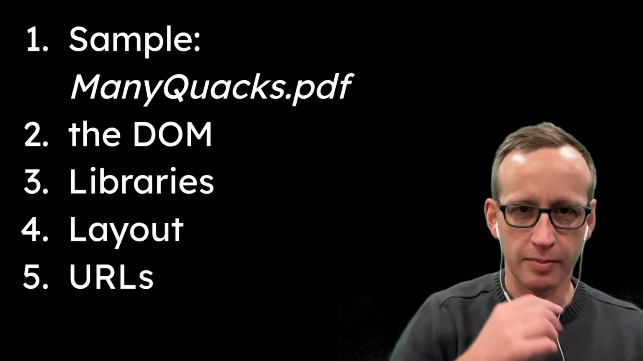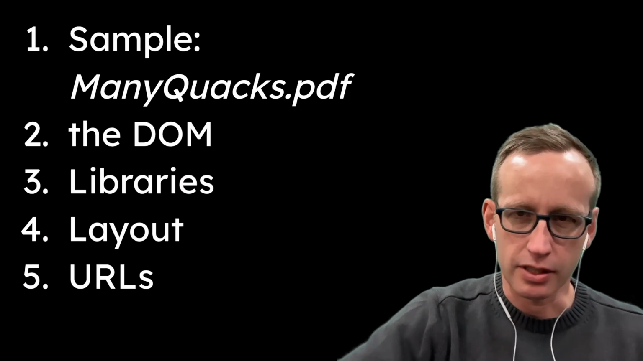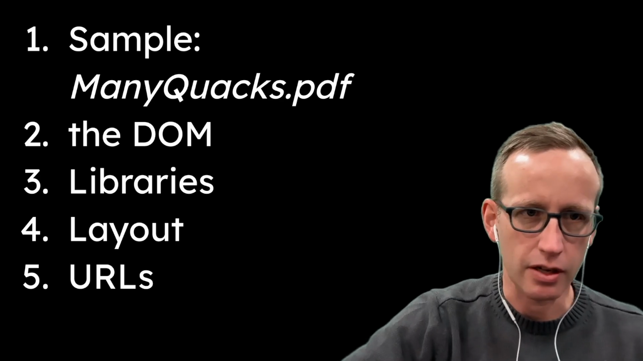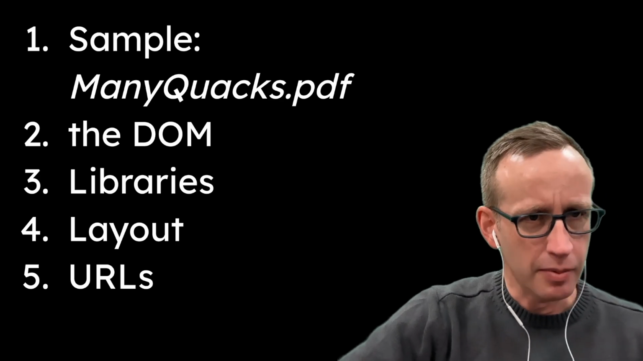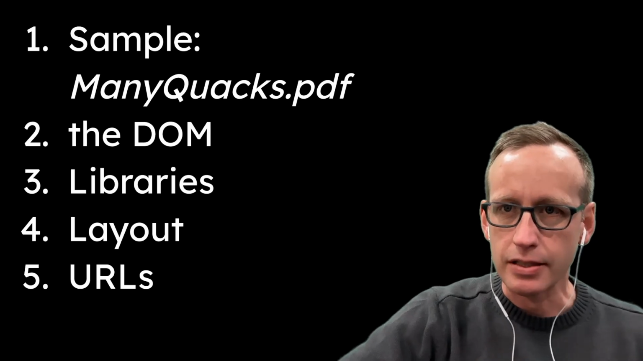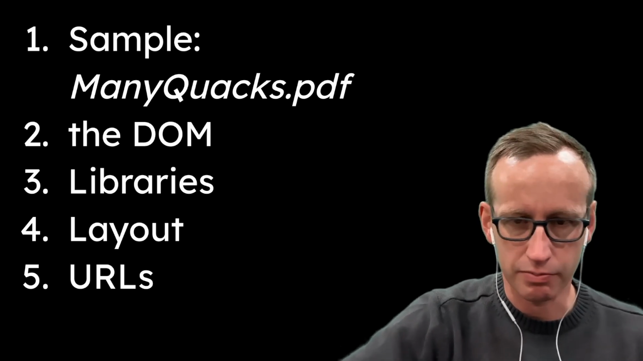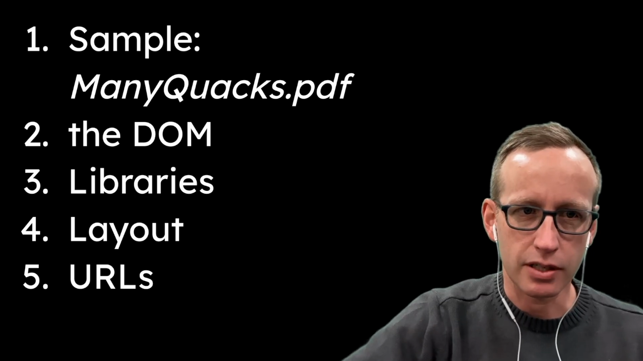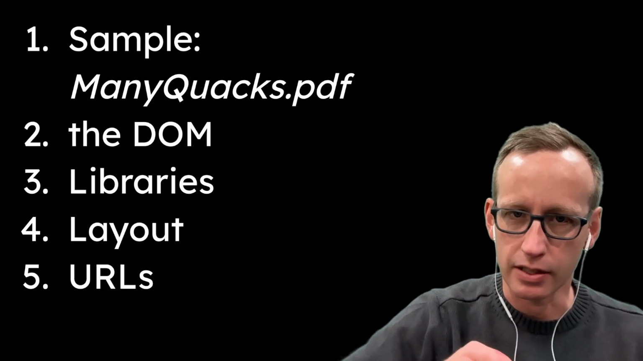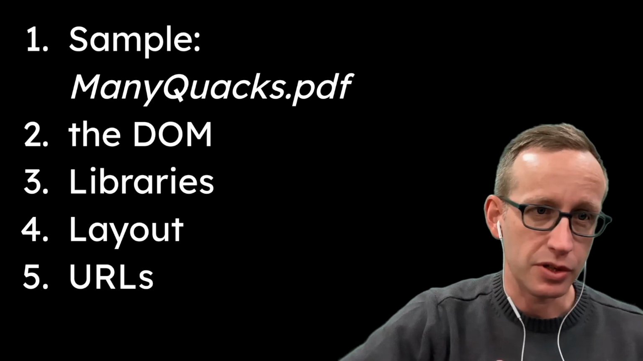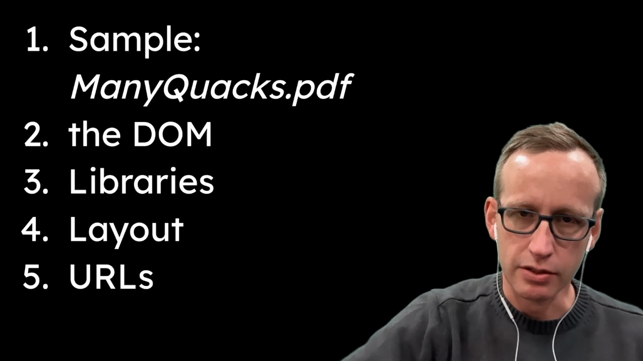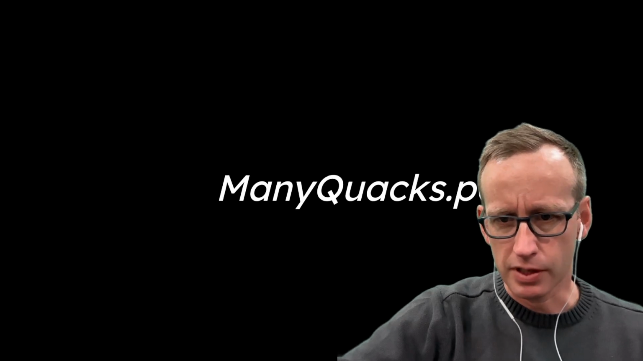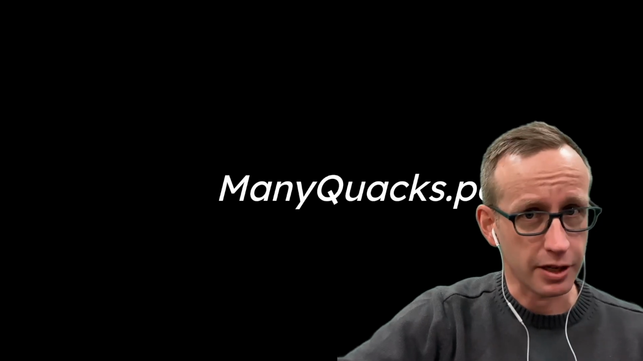So here's what I'm going to be talking about in this tutorial. I'm going to show an example of what I'm talking about. It's a PDF. It's a book that I generated a few minutes ago called miniquacks.pdf. I'm going to talk a little bit about the DOM, which is a concept that will be useful here. I'm going to quickly look at the libraries that are involved, and then talk a bit about layout, and finally something about URLs. I'm going to be using OpenProcessing to put all this together, so part of what I demo here will be specific to that. So first of all, let me talk about miniquacks.